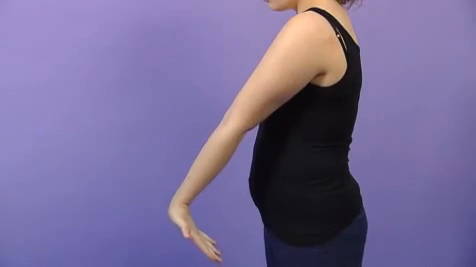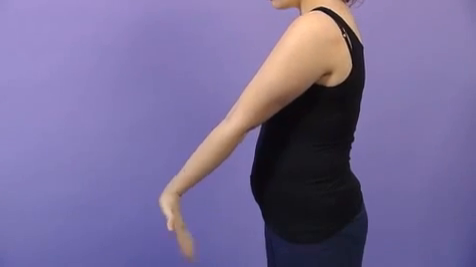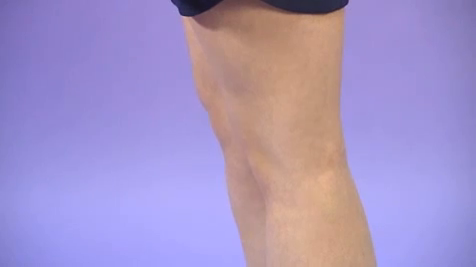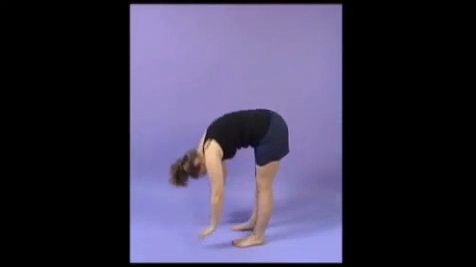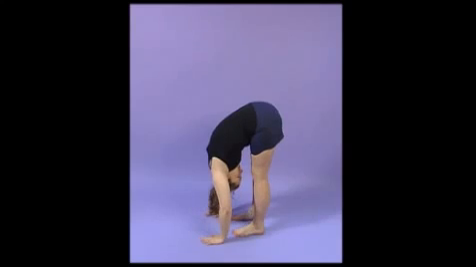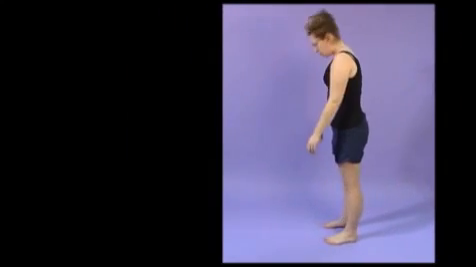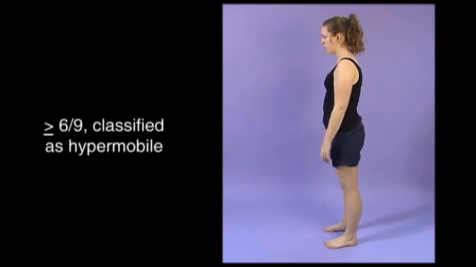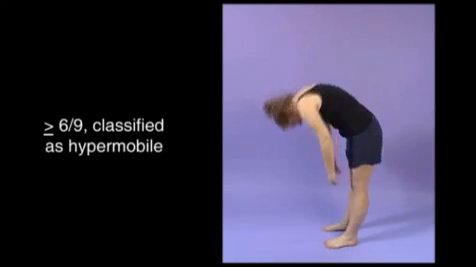extending the elbow more than 10 degrees, 1 point each, extending the knee more than 10 degrees, 1 point each, and touching the floor with the flat of the hands with legs straight, 1 point. This gives a maximum score of 9. If an adult scores 6 or more, they are classified as hypermobile.